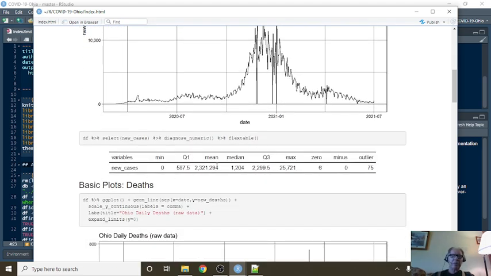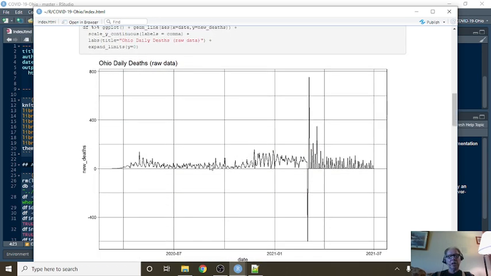Some summary stats for that: the median is 1,204, that's the middle value. 2,321 cases is the mean, which of course is a little ridiculous. And of course, this is daily cases, the raw data here, so this is apparently understated by 4,000. And if this is February, here's where the numbers occurred.